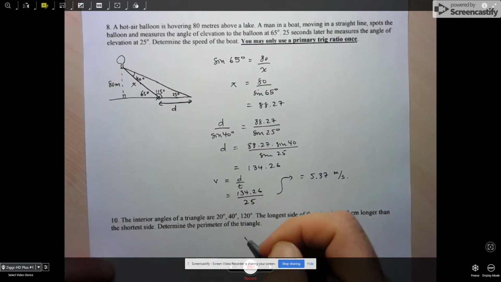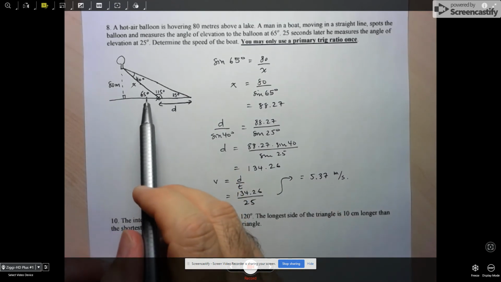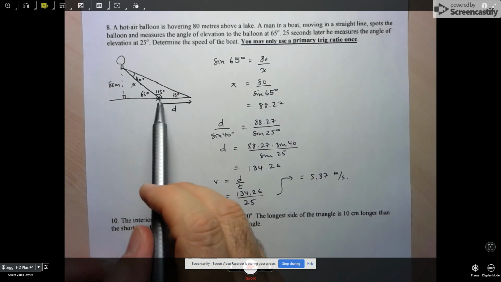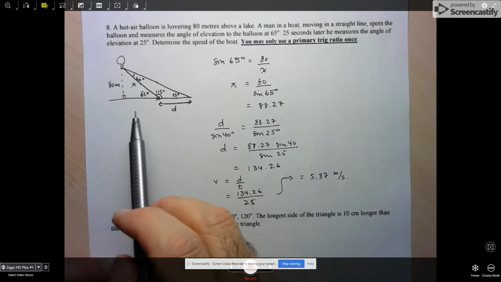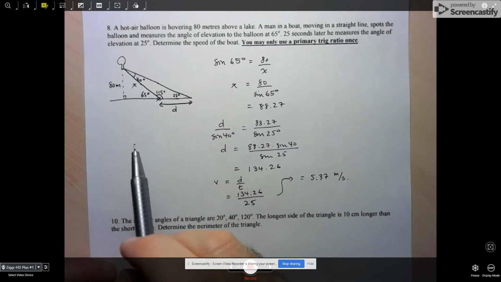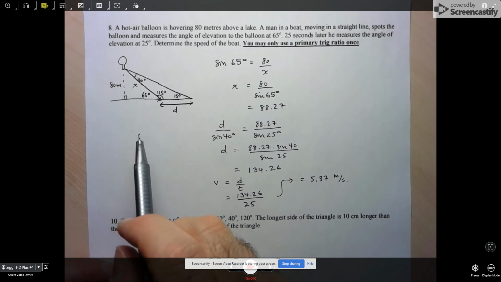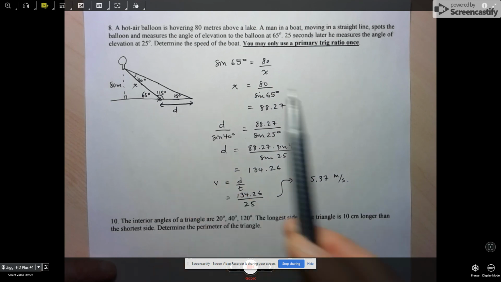So step number one was to get the diagram, to realize that the further I am away from an object, the smaller the angle of elevation is going to be. That's why I drew it in this way here. And because I was able to only use a primary trig ratio once, I had to figure out how to work with this non-right triangle. That's it for this one.